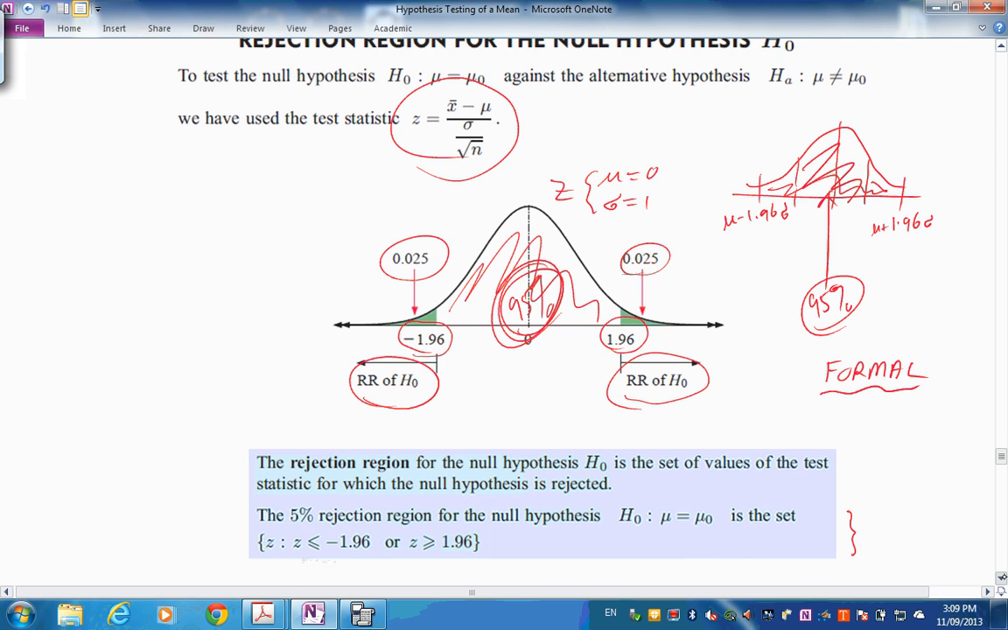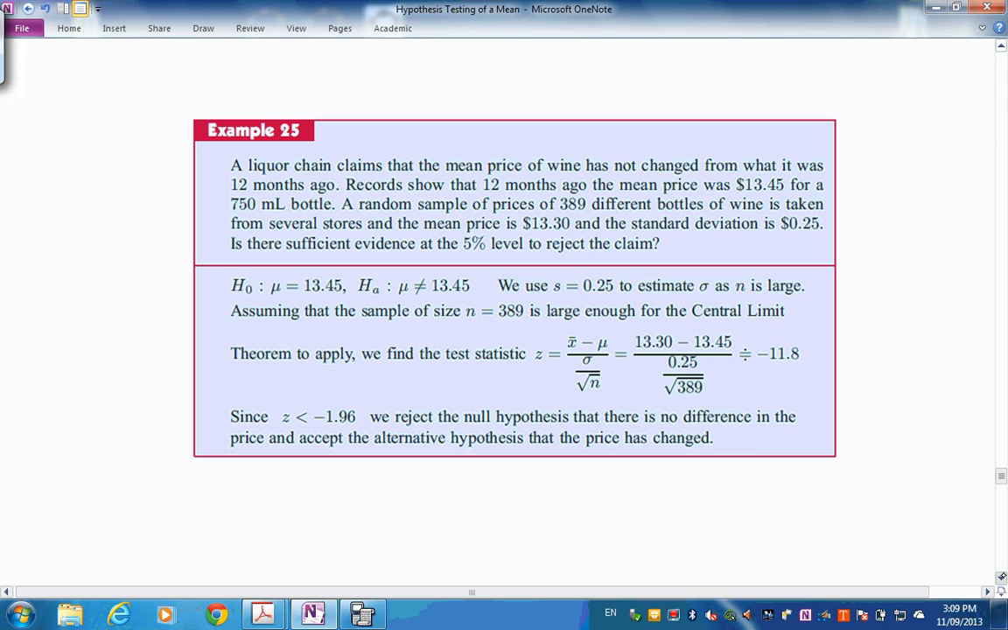Let's come down now and have a look at a problem. A liquor chain claims that the mean price of wine has not changed from what it was 12 months ago. The mean price was $13.45 for a 750ml bottle. A random sample of prices of 389, that's a good sample size there, has a mean price of $13.30, and the standard deviation is 25 cents. Is there sufficient evidence at a 5% level to reject the claim?